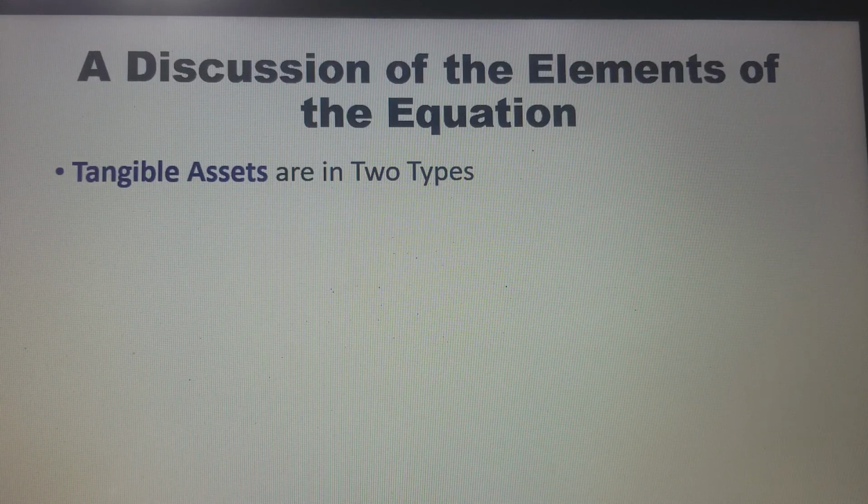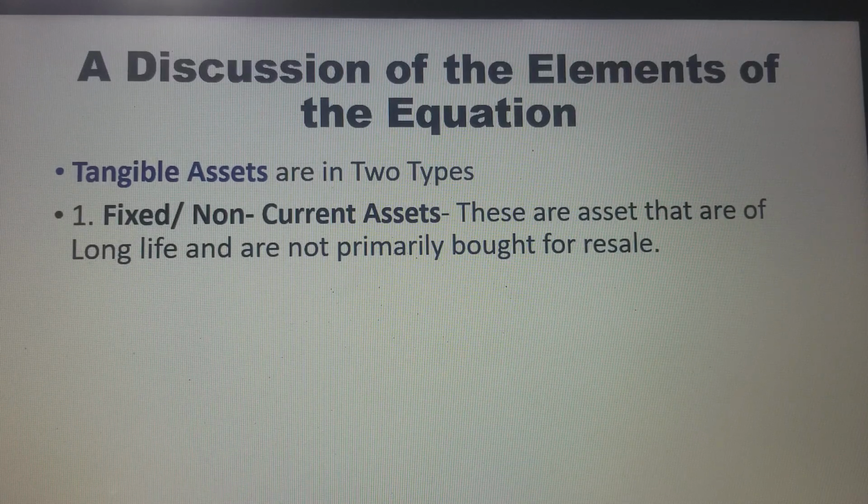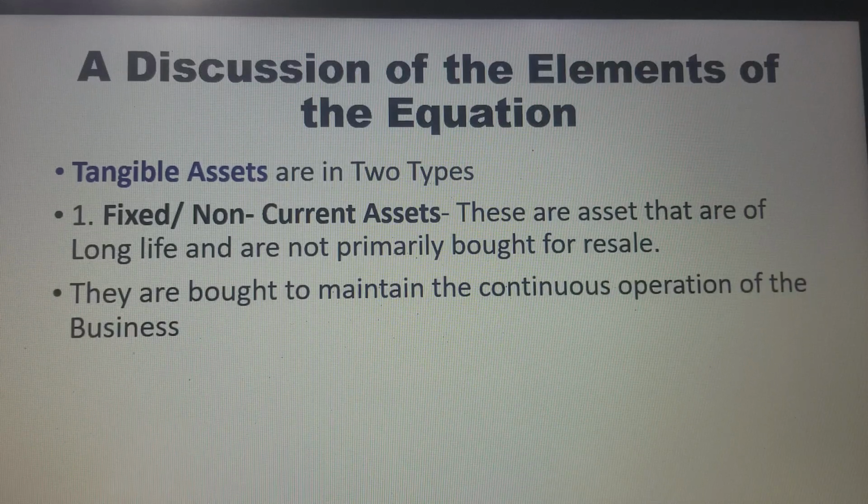So now let's look at tangible assets. Now, tangible assets are of two types, yes? One is referred to as fixed asset, or now known as non-current asset. So you may see it being referred to as fixed asset, and it is also referred to as non-current assets. Now, these are assets that are of long life and are not primarily bought for resale. So they are bought to be used in the business on a long-term basis. They are bought to do what now? Maintain the continuous operation of the business.